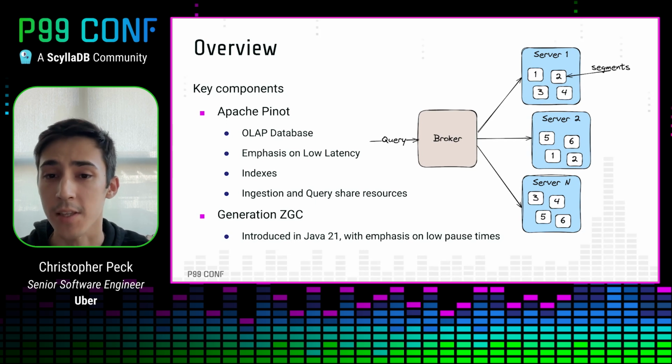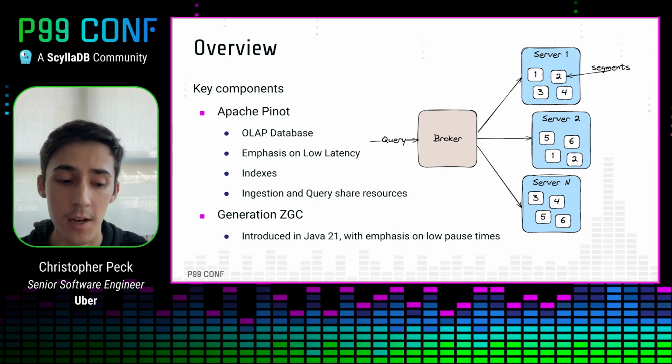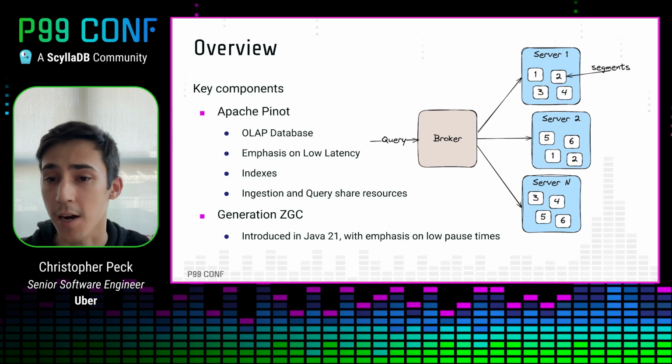Pinot as a technology leverages indexes very heavily. And these indexes can have entirely different memory allocation patterns. So because ingestion and query share resources, optimizing GC for one of them could lead to degraded performance for the other. And then we'll also talk about a lot of the effects of generational ZGC. It was introduced with Java 21, and it has an emphasis on low pause times.